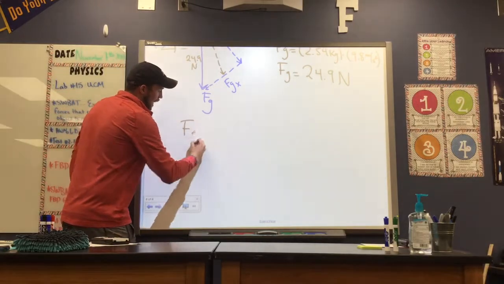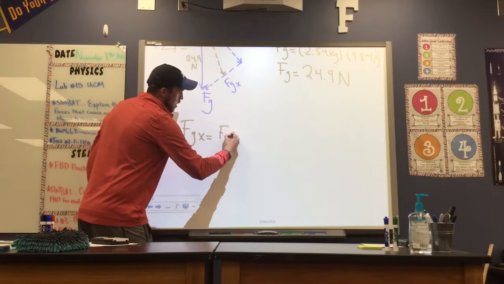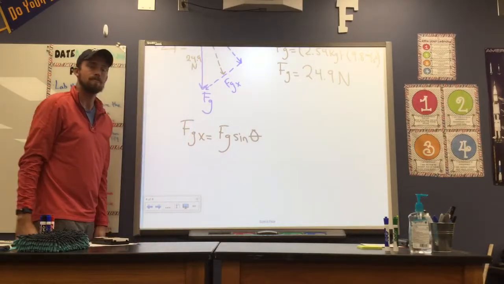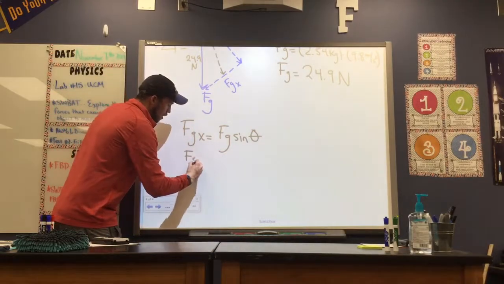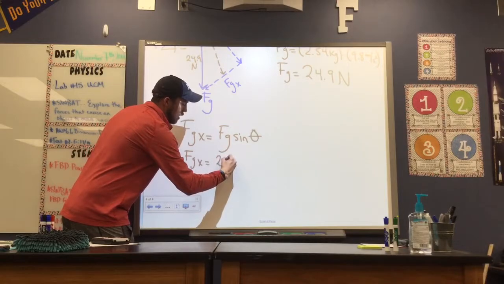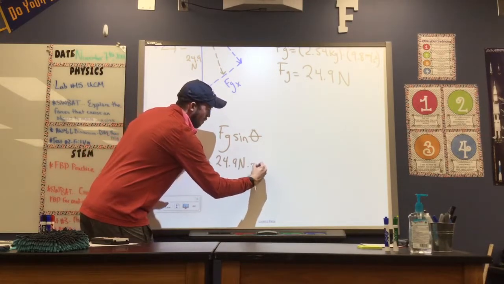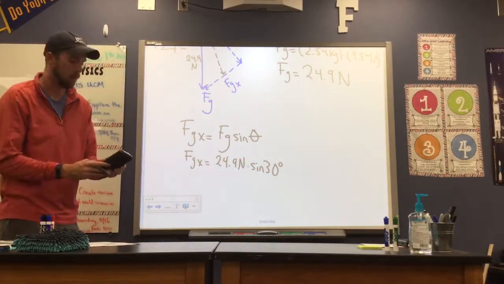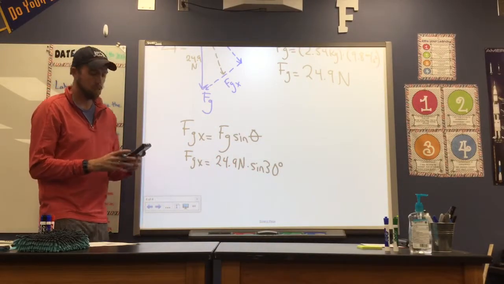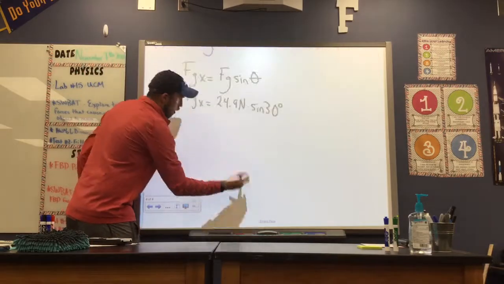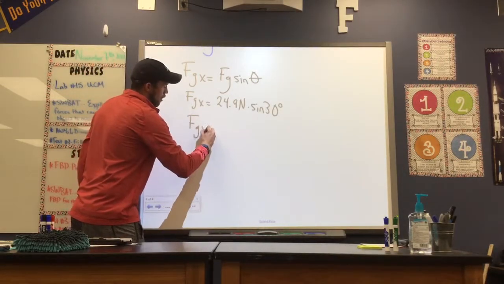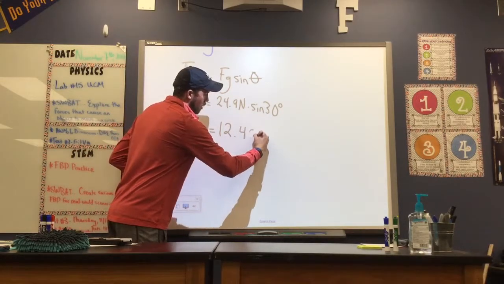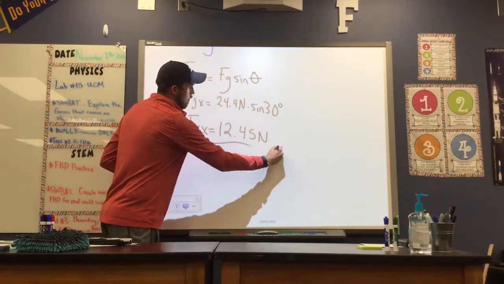So our force of gravity in the x is just going to be Fg, which we solved for, times sine of our angle theta. So Fg in the x, I'll take 24.9 newtons times sine of our angle, 30 degrees. Do make sure your calculator is in degree mode, not radian. So that's going to leave us with our force of gravity in the x direction is equal to 12.45 newtons.